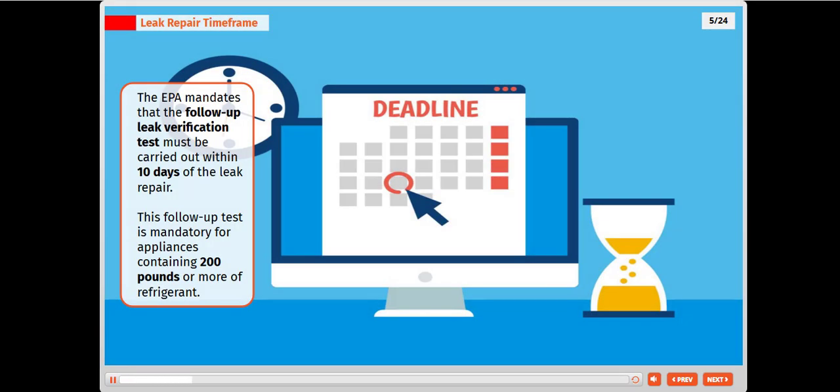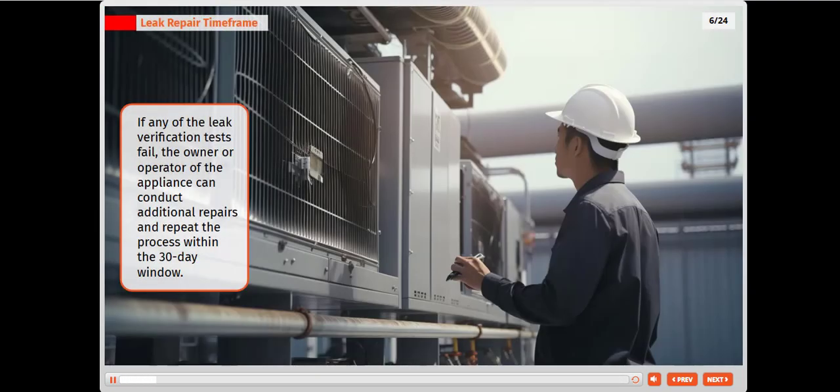The EPA mandates that the follow-up leak verification test must be carried out within 10 days of the leak repair. This follow-up test is mandatory for appliances containing 200 pounds or more of refrigerant. If any of the leak verification tests fail, the owner or operator of the appliance can conduct additional repairs and repeat the process within the 30-day window.